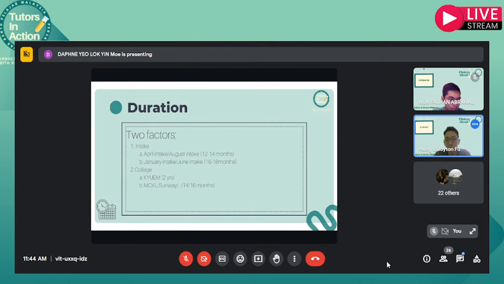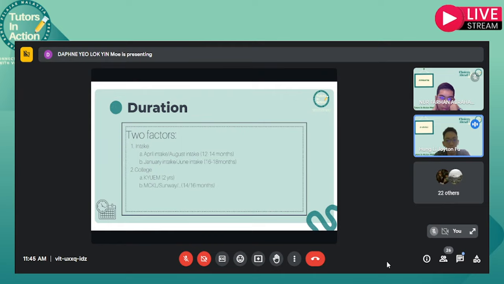Okay, so a majority of colleges in Malaysia actually only have these 2 intake options. So in general, it's around 1 to 1.5 years. But in other colleges such as KYUM, it's a little bit more special because they actually offer 2 years of studies for you. So you get to have more time to study and prepare for A-levels instead of rushing everything in 1.5 years or 1 year.